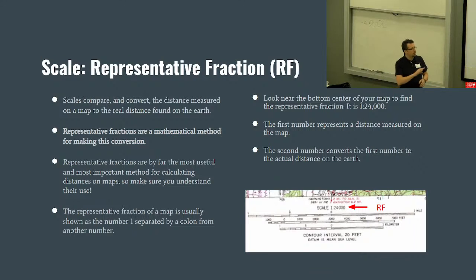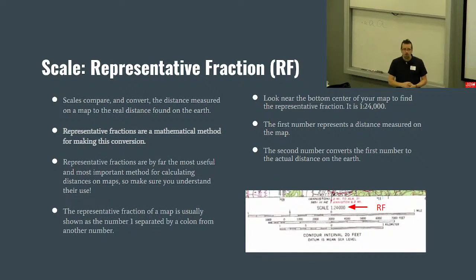So, let me review this one more time. If you were to take an object and put it on a map, so let's do the lab manual this time. You have the lab manual on a map. What the RF tells you is that one lab manual on the map equals 24,000, or whatever number comes after the 1 at the bottom of the fraction or the ratio. In this case, 24,000. So one of these equals 24,000. That's what that tells you.